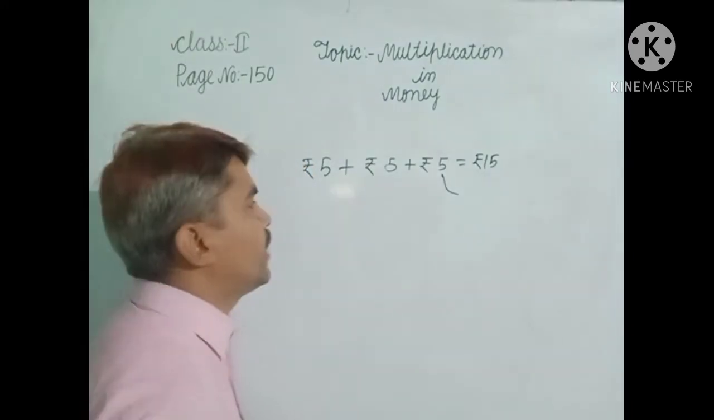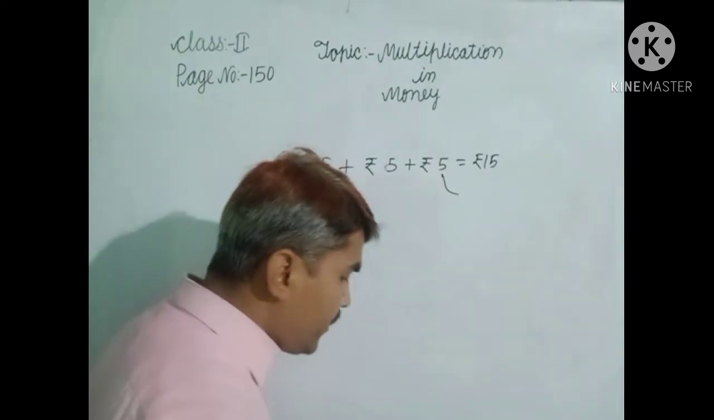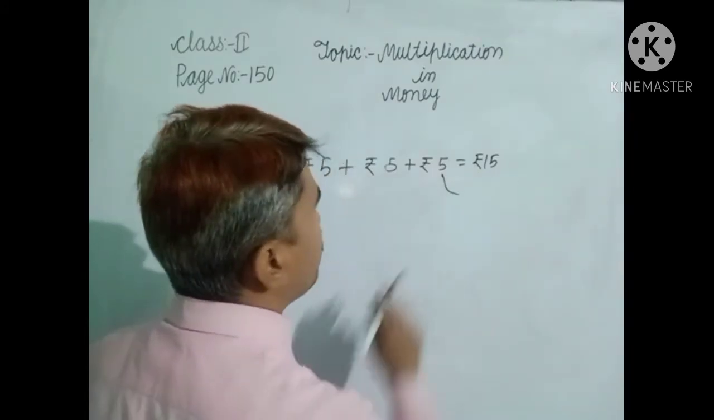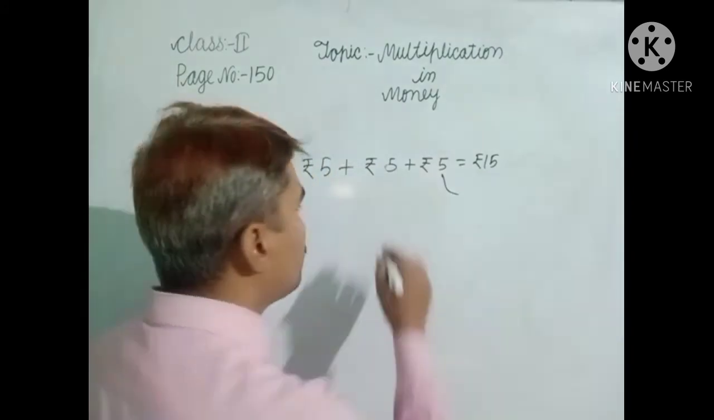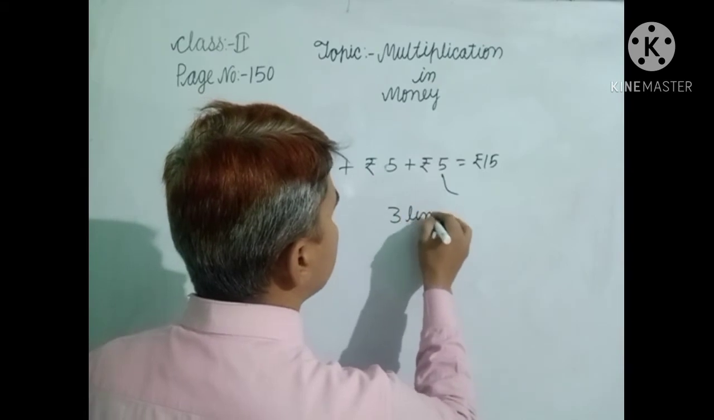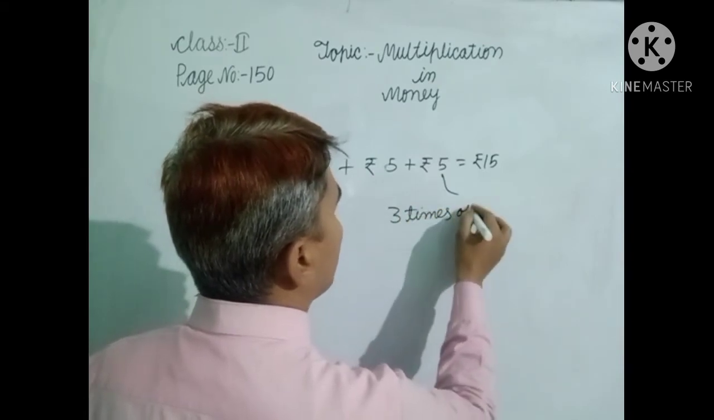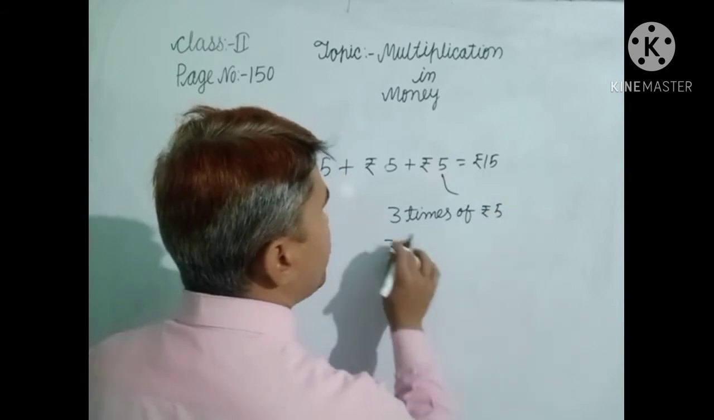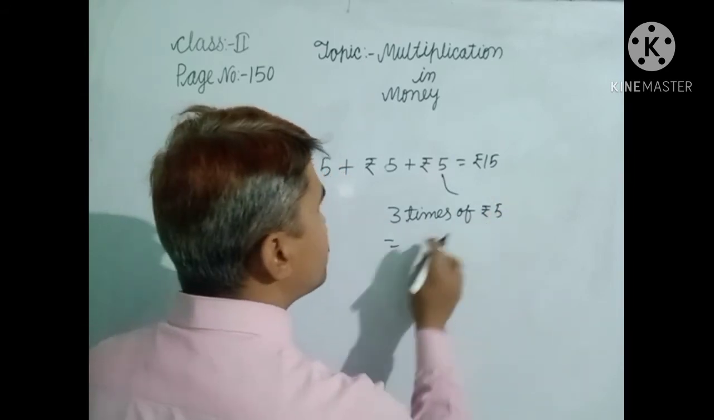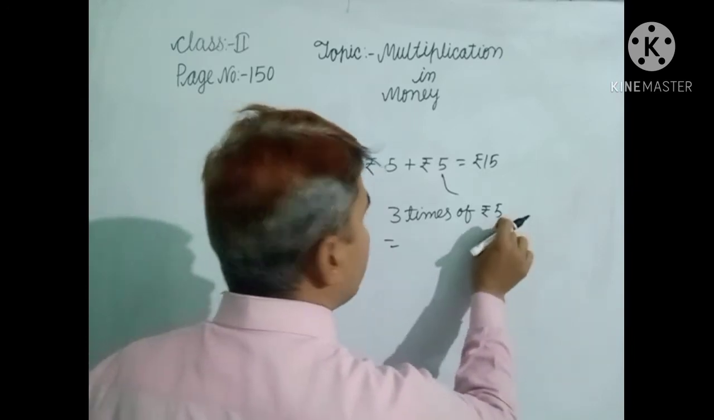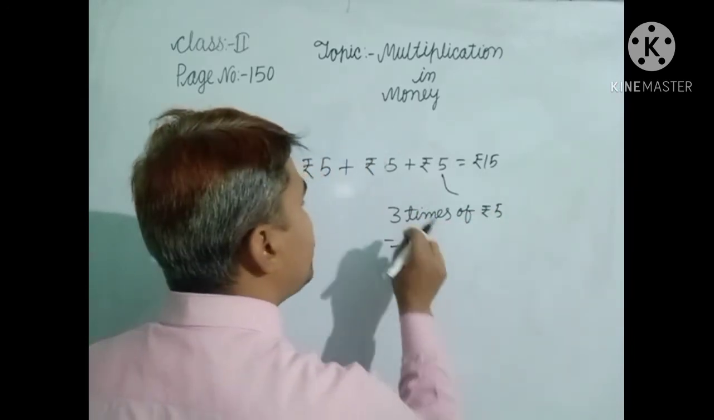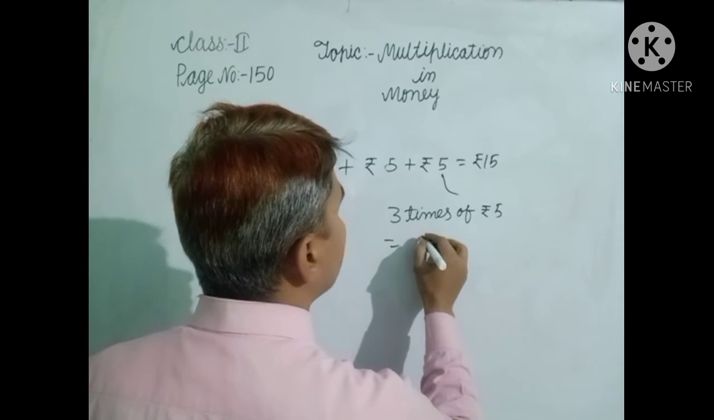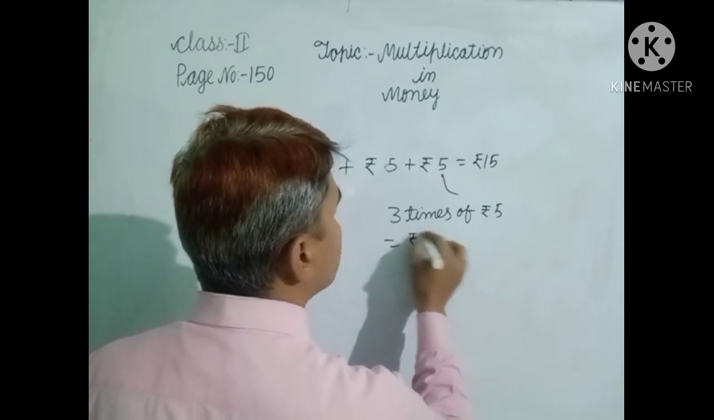Every student knows that. So here write down 3 times of 5 rupees. You must write it in this way: 3 times of 5 rupees. So we must read the table of 5, three times. 5 threes are 15. 5 threes are 15, that means 15 rupees.